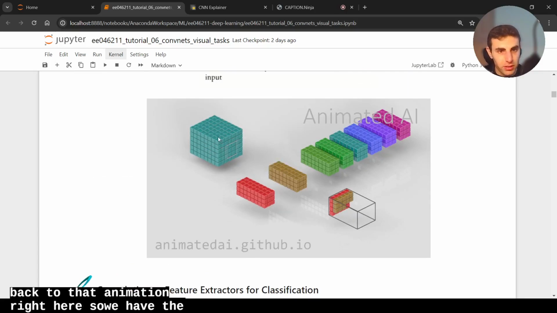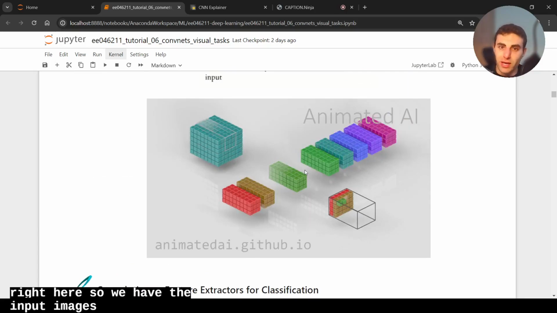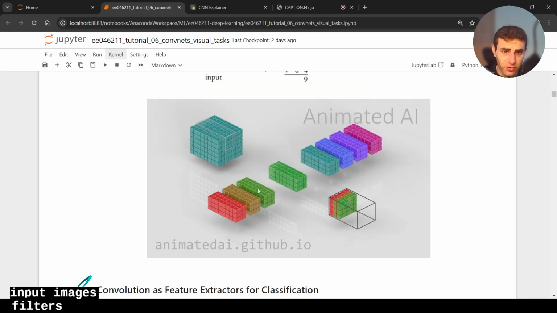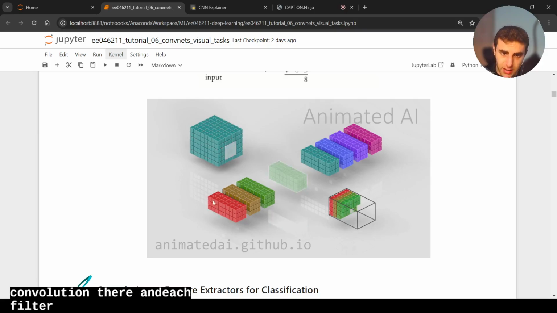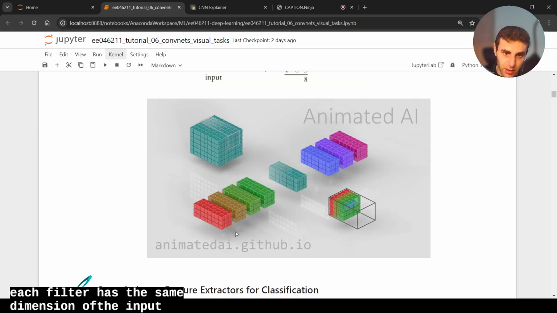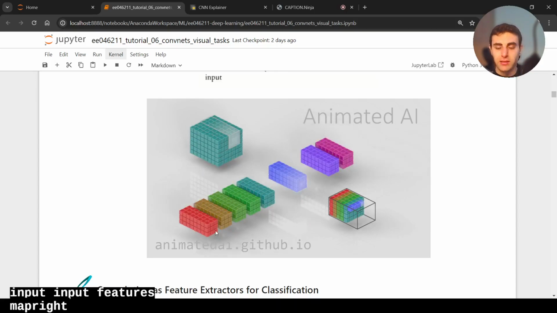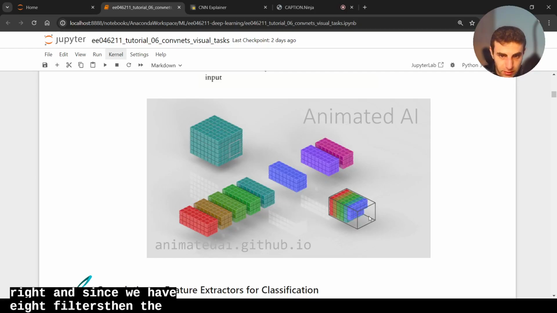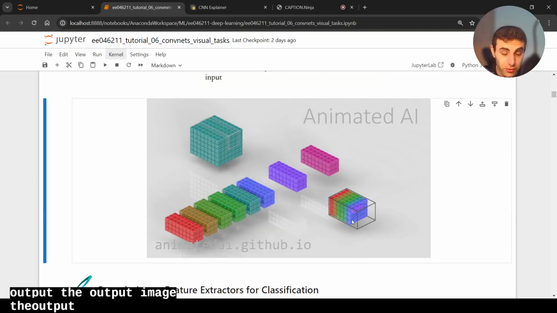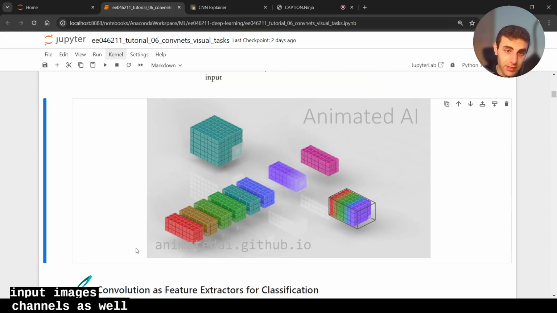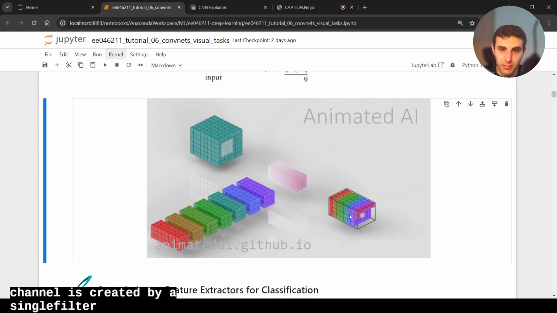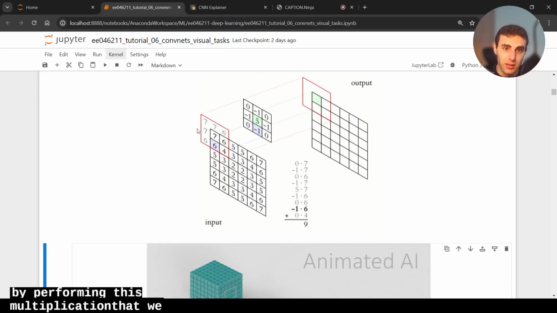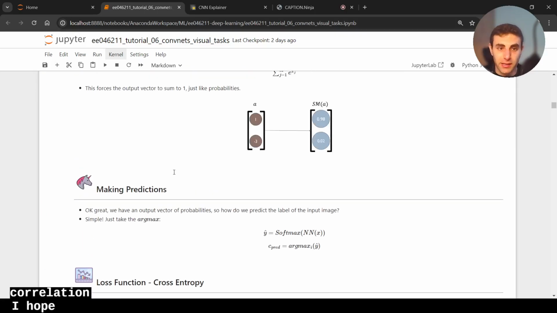So we have the input image here. It has 3 channels. We have 8 filters in the convolutional layer, and each filter has the same channels as the input features map, right? And since we have 8 filters, the output features map will have 8 channels as well, and each channel is created by a single filter, by performing this multiplication that we see in the cross correlation. I hope this is clear.